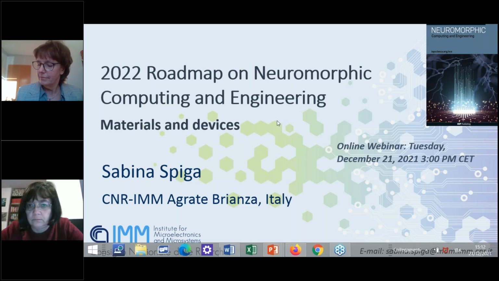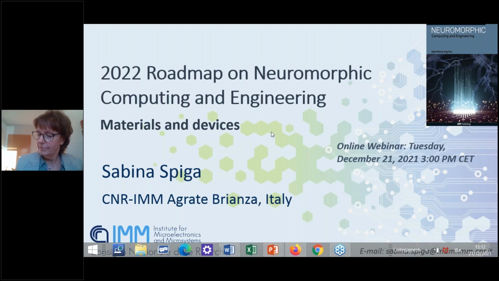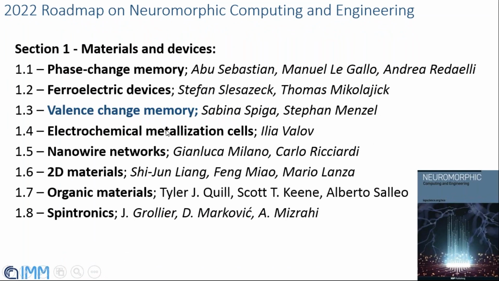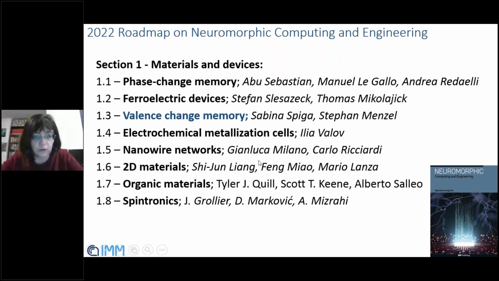Today I would like to briefly discuss the contents in terms of materials and devices of the roadmap on neuromorphic computing and engineering. As you can see from the index, the roadmap discusses the current status, challenges and perspectives of several technologies, from the most established ones to emerging ones. And for the sake of time, I will briefly discuss some of them.